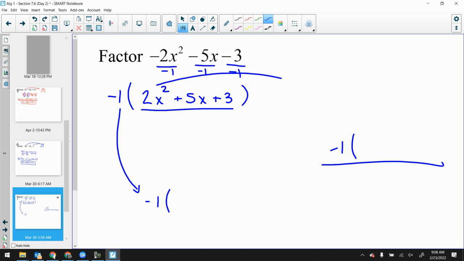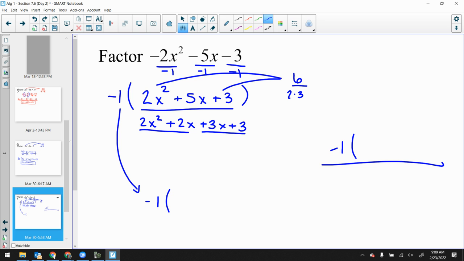What am I going to find the factors of? 6 that add to get to 5. What are they? 2 and 3. This is a hard type, so I say plus 2x plus 3x. Or 6 times negative? No, because multiplying those together would be negative 6, not positive 6. Watch out for that.